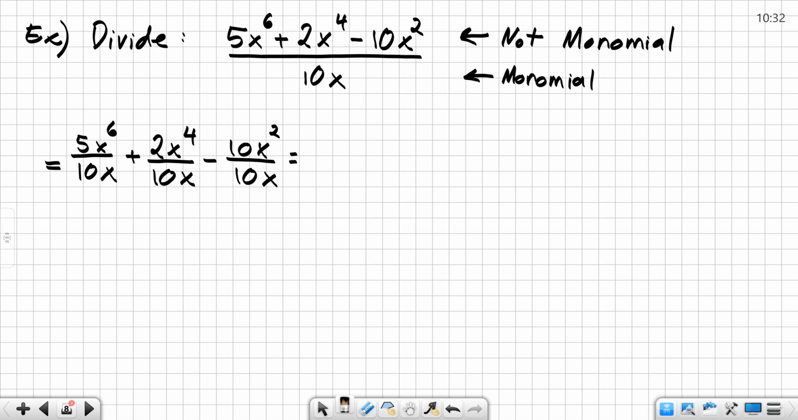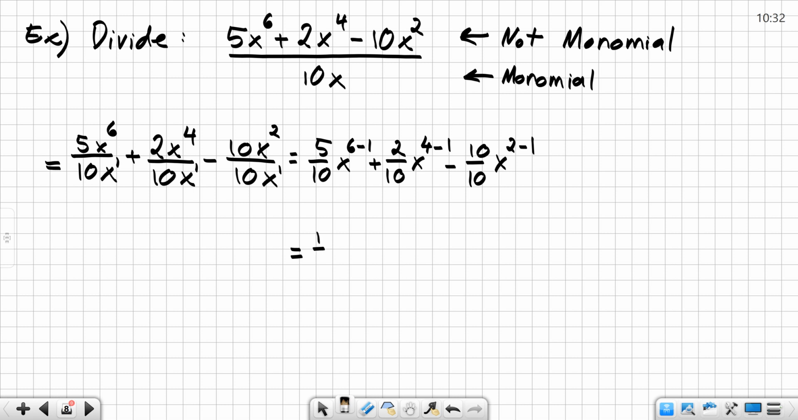Let's have a look. The first one is going to be 5 divided by 10 times x to the 6 minus 1. Remember, the exponent on the x in the denominator is 1. Plus 2 divided by 10 times x to the 4 minus 1. Minus 10 divided by 10 times x to the 2 minus 1. And now I just simplify all of this and clean this all up.